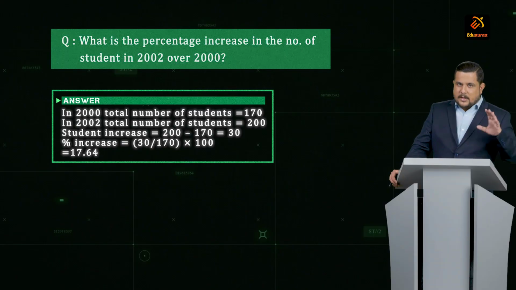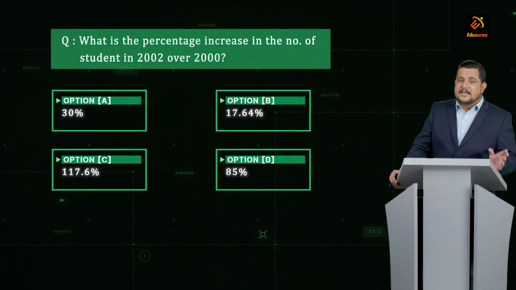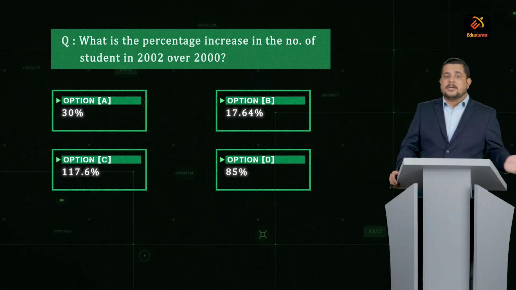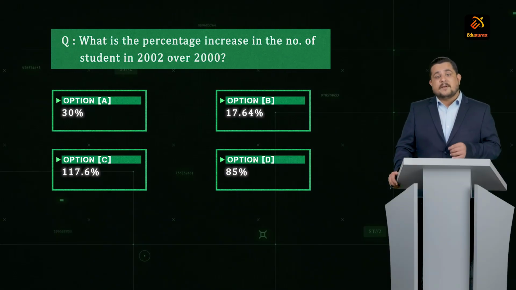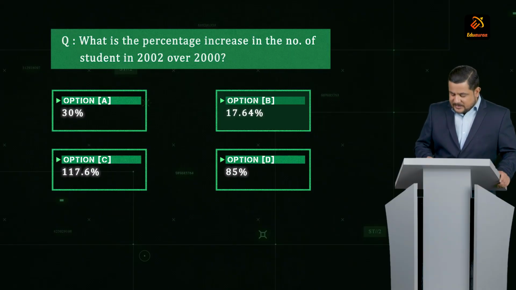And if still the option is not matching, then we will go for the decimal solution. So as we can see, in option B, 17 is the only one available. In any other option, it is not available. In option A, 30%, option B, 17.64, option C, 117.6%, option D, 85%. So we can say 17.64 will be our correct answer. That is the exact value which we require.